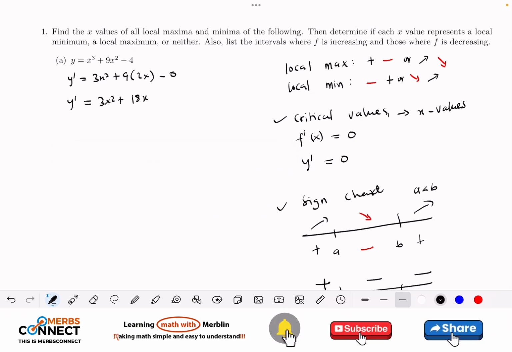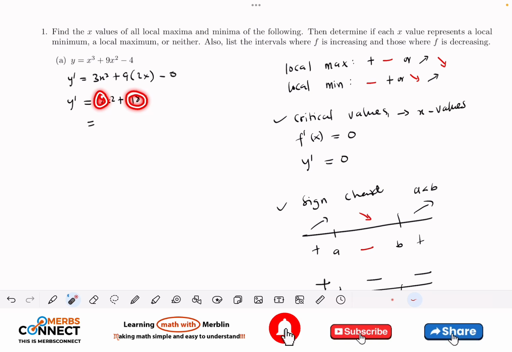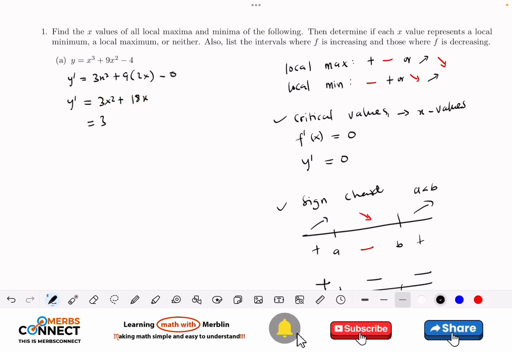So I need to see if I can do some factorization so that I can see it very well. Here I can see that 3 can divide 18, so I can factor 3 out. I can see x here, so I can also factor x out. It will be left with x plus 18 divided by 3, which is 6. So this is what we are going to get.